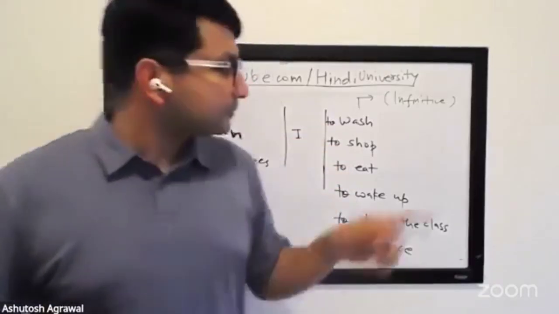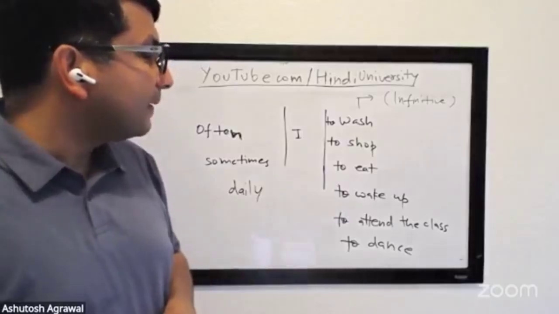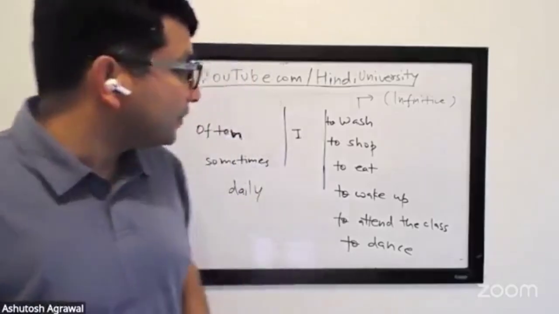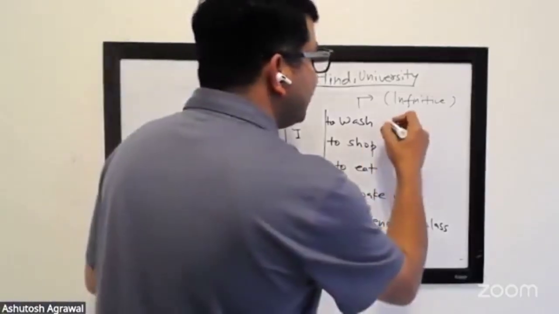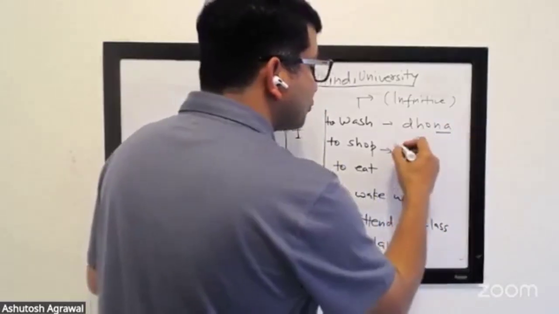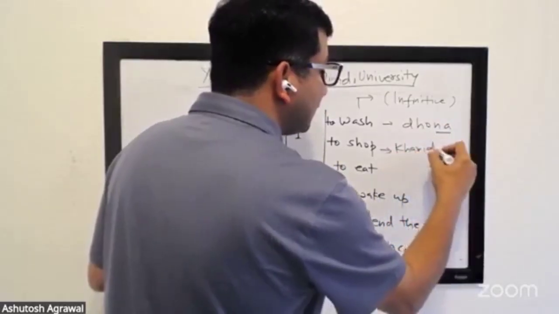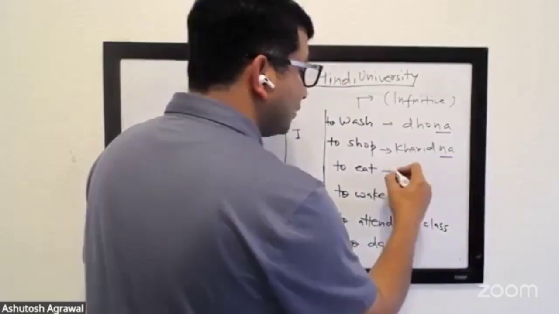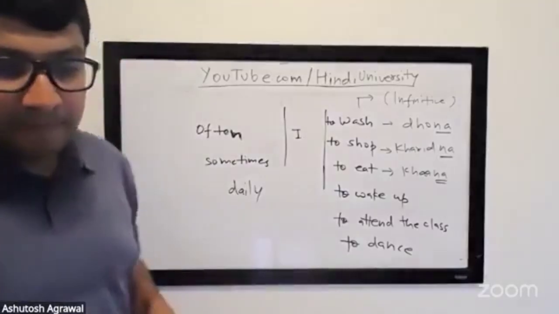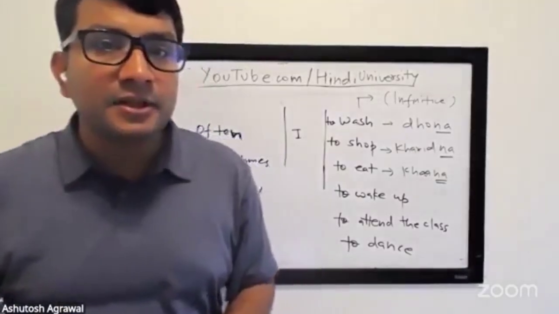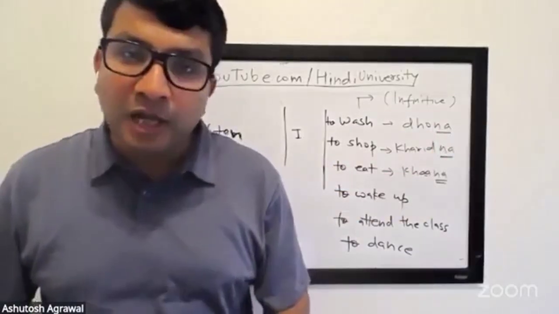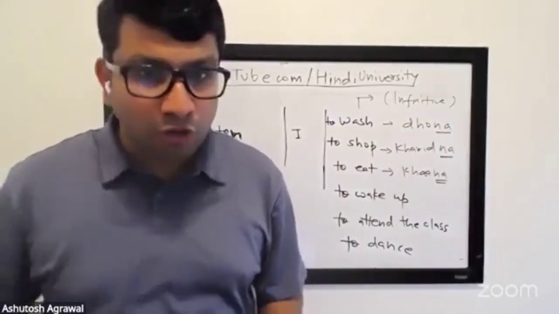In Hindi, initially, when you are learning it, you will learn the infinitive form of the word, which means, to wash, as an example, would be dhona, ending with na. To shop is kharidna, ending with na. To eat is khana, ending with na. And as you make sentences, it'll be easier for you to play with that. You remove the na and you use the appropriate conjugation there.